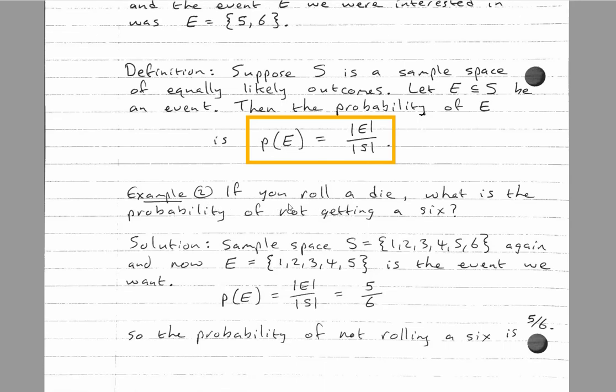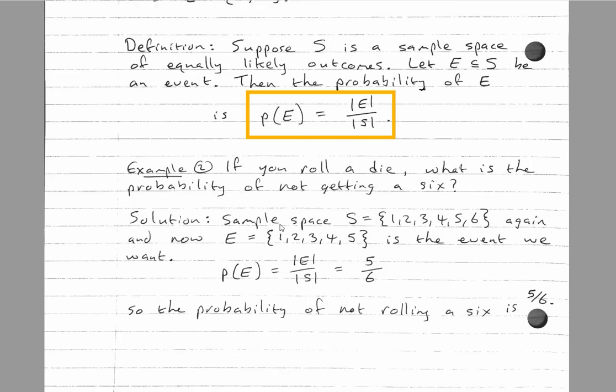But example 2 is easy. So again, roll a die. What is the probability of not getting a 6? So the sample space is the numbers that can come up on the die, 1 through 6. What is the event E now? Well, not getting a 6. Not getting a 6 means getting 1, 2, 3, 4, or 5.